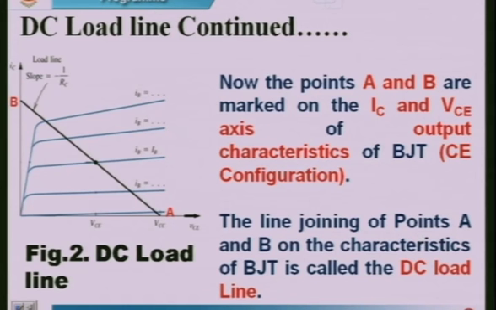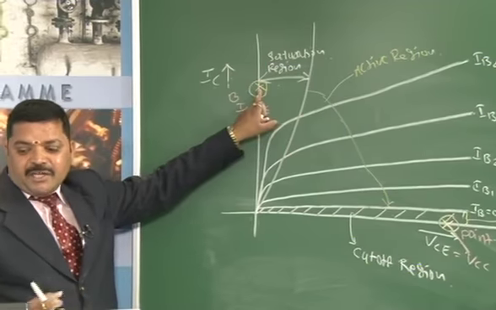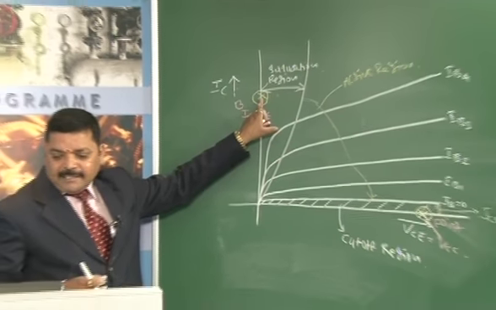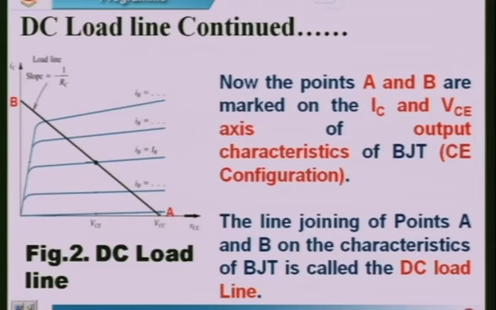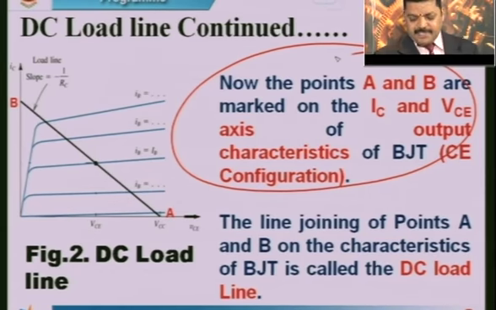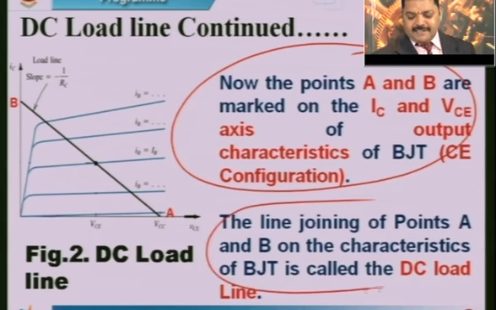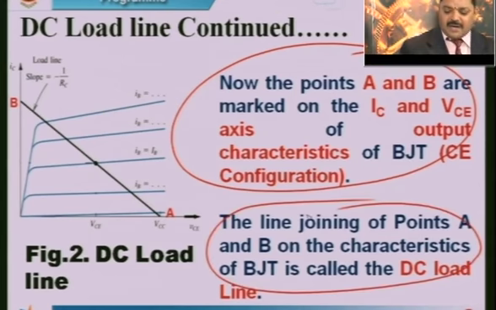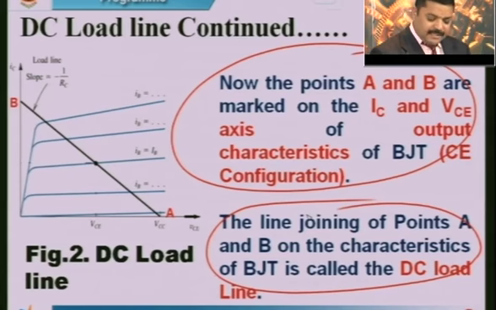So, once we fix the points on the VCE axis and IC axis, we need to join them to get a DC load line. Now, the points A and B are marked on the IC and VCE axis of the output characteristics of the BJT. The line joining points A and B on the characteristics is called the DC load line. Let us join these two lines.